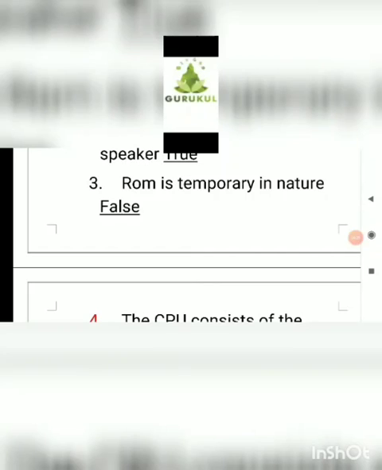ROM is temporary in nature. The answer will be false. Why? Whatever the things that we are saving in a ROM, it is permanently being saved for the future use.